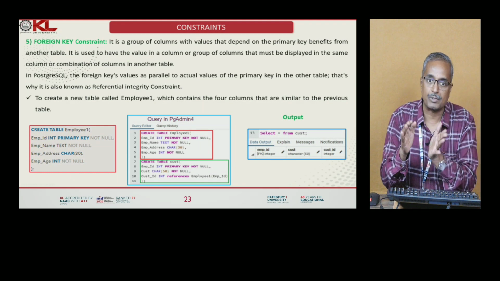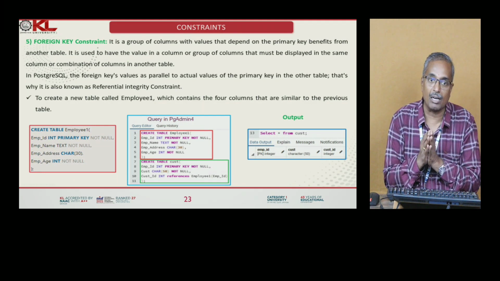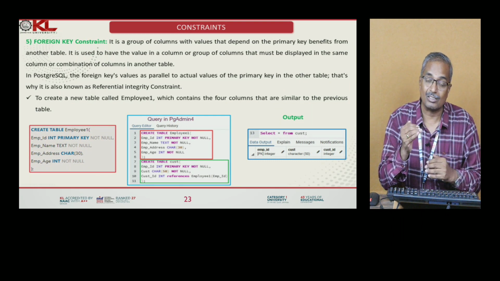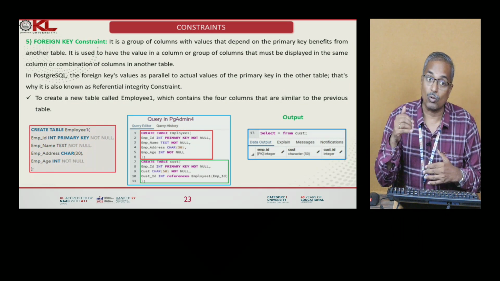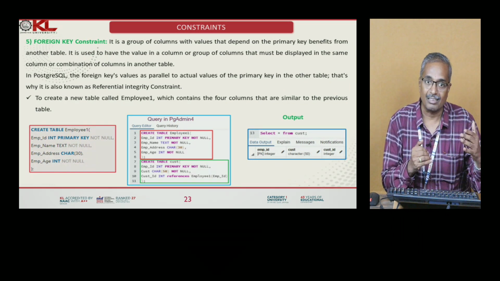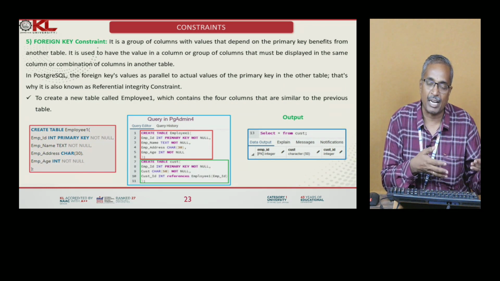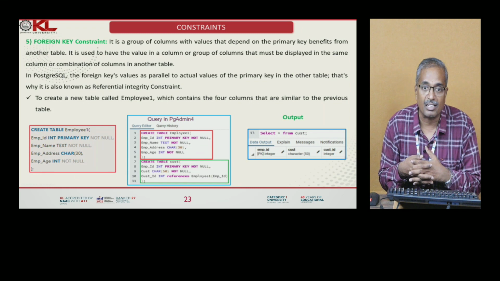There are different types of joins available in PostgreSQL. We can discuss those types of joins in one more session, but here that is the main use of primary keys and foreign keys.